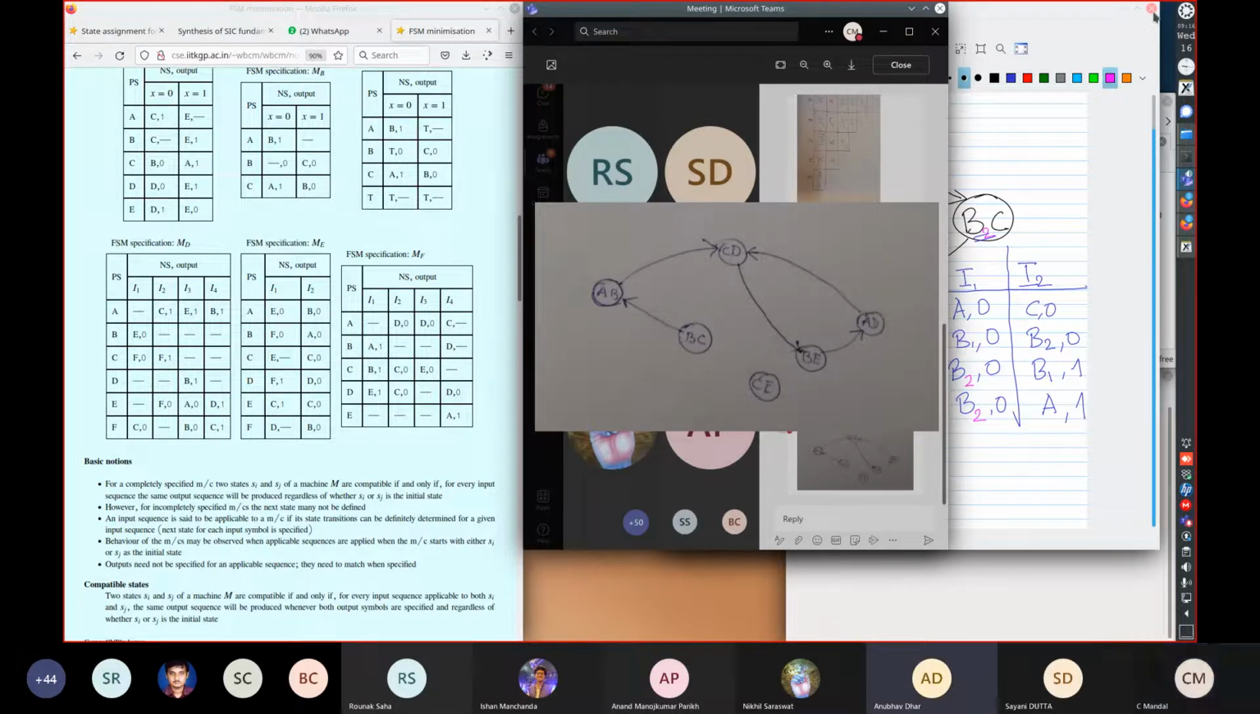Sir, after the splitting, can the states that are created still have undefined outputs? Yeah, you can define the outputs later on, but immediately after the splitting, you don't have to define the outputs. Finally, when you realize the machine, you will have to define the outputs, but immediately after the splitting, you did not define the outputs. Okay, sir.